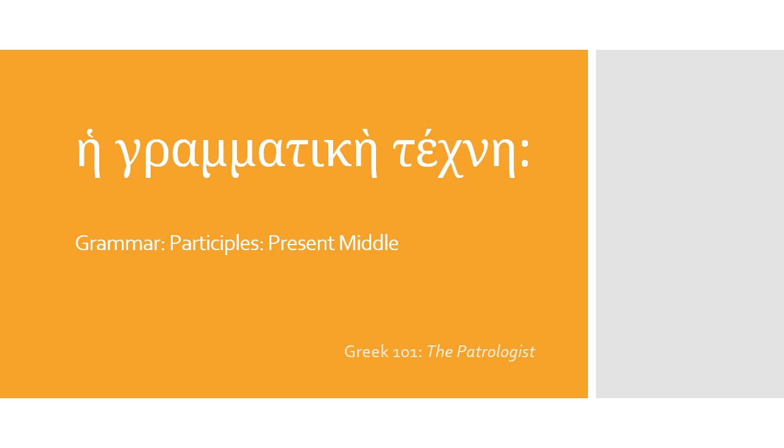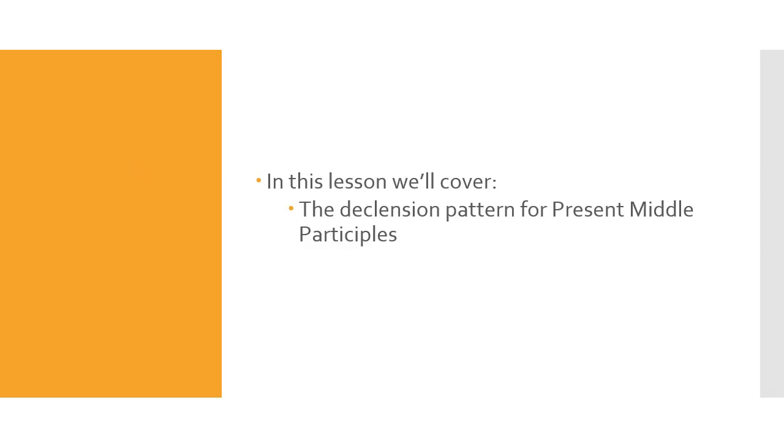Grammatike techne, grammar, participles, metoche, present and middle. So in this lesson we'll cover an overview of the declension pattern for present middle participles. The present middle participles, let me say, they build off the present tense stem. They are imperfective in aspect. That is, ho enestos chronos, ho paratatikos opsis.